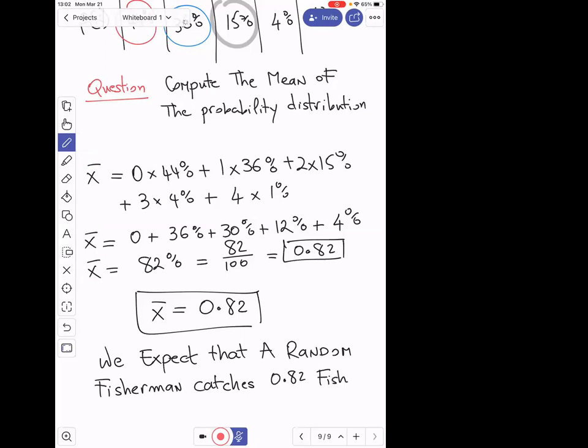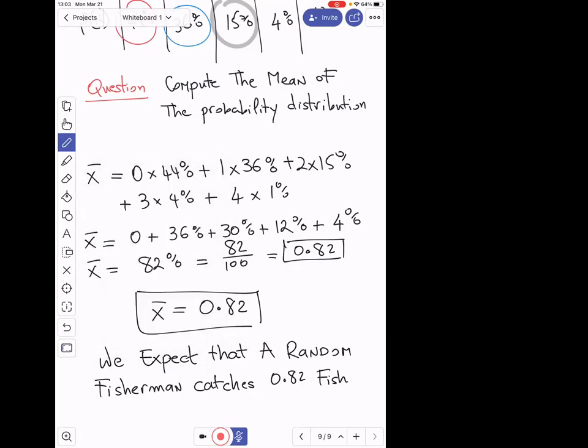It's close to one fish, right? But that's what we expect. So if you select any random fisherman, you expect that the fisherman would catch about 0.82 fish. That's the average number of fish caught by the fisherman here. So that's the interpretation of this answer, that's what the 0.82 means.